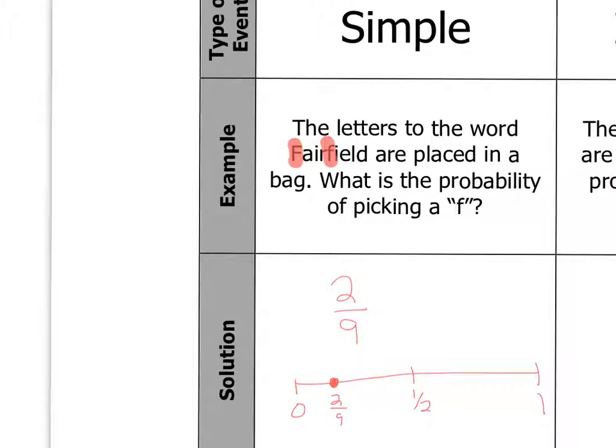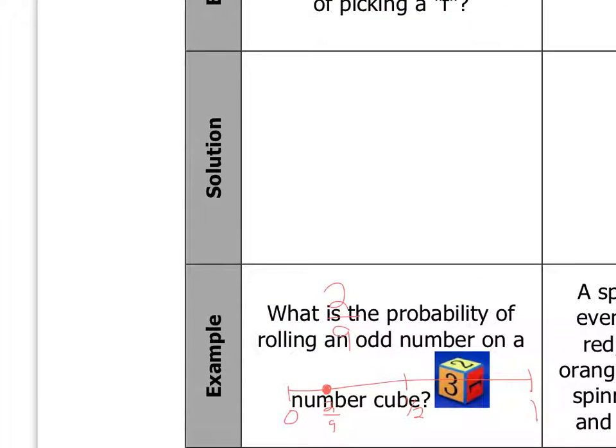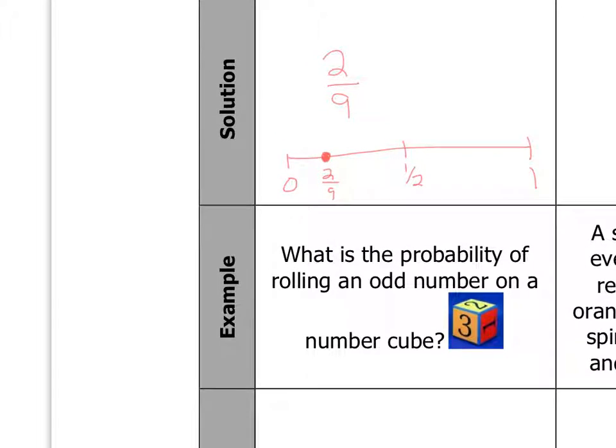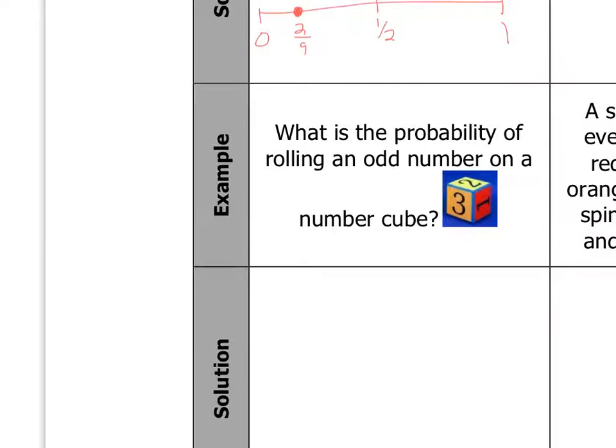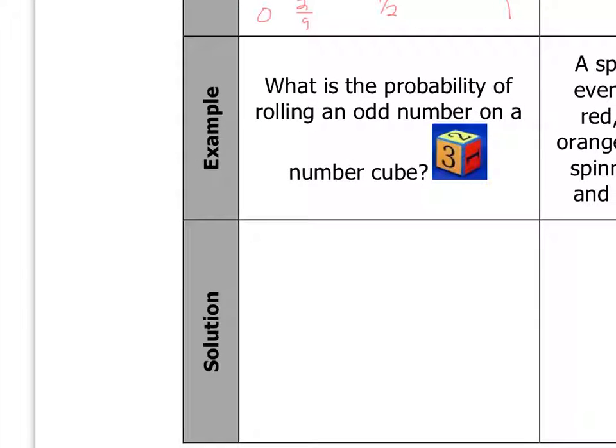Now for the next problem, we're going to do what is the probability of rolling an odd number on a number cube. Well, there are 3 odd numbers, 1, 3, and 5, out of 6 total sides, and of course we will simplify our fraction, which is 1/2, and that'll make it nice and easy to put it on a number line. So between no chance of happening and 100%, it is a 50-50 shot of halfway. We'll plot that point on there.